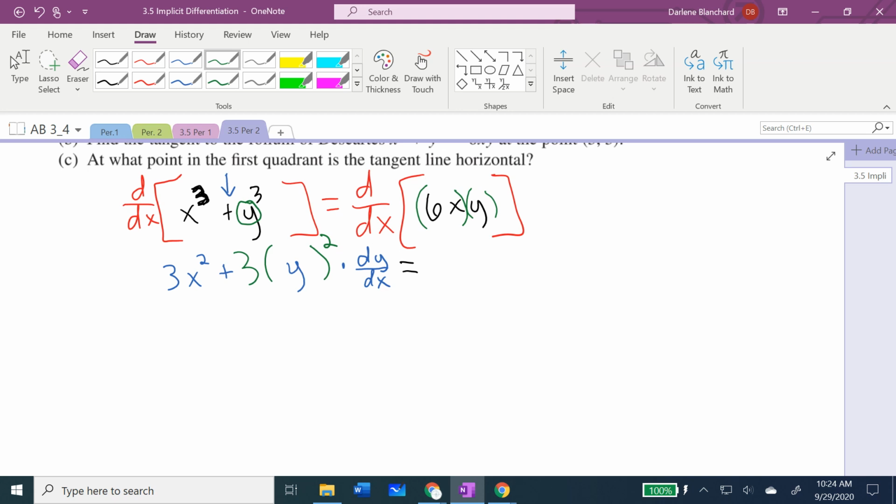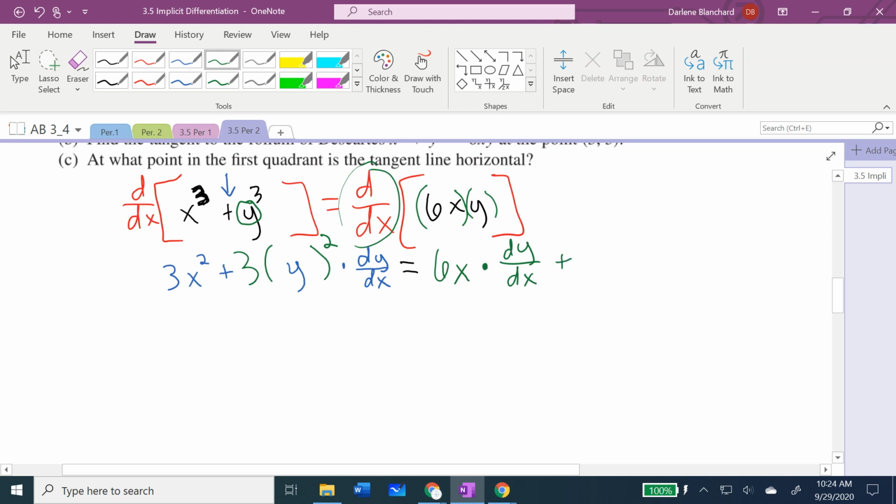Now, here we go. According to the product rule, I am going to keep one, multiply by the derivative of the other. What is the derivative of the other in this case? What is the derivative of y when I'm differentiating with respect to x? Just dy/dx. Or if you prefer, you can write y prime.